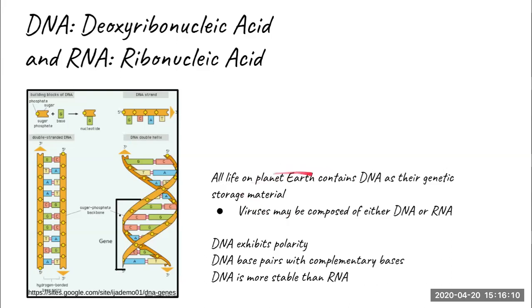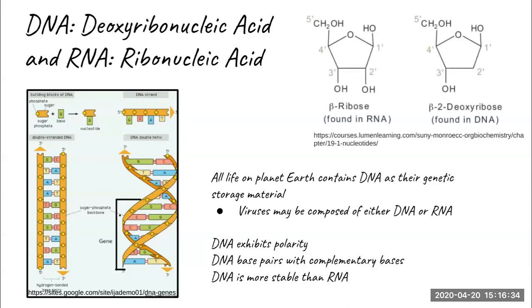So what did I say here? All life on planet Earth does contain DNA. There's no other storage material that cellular life uses. The only exception to that are viruses, which can be composed of DNA or RNA, but never both, not that we've discovered yet. One of the reasons why this has evolved this way is because DNA is just inherently more stable.